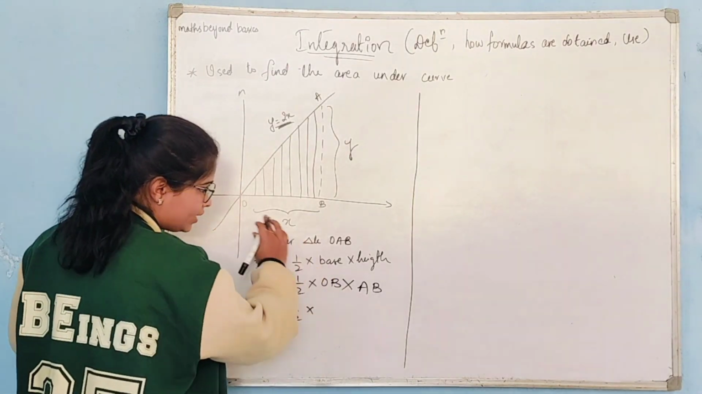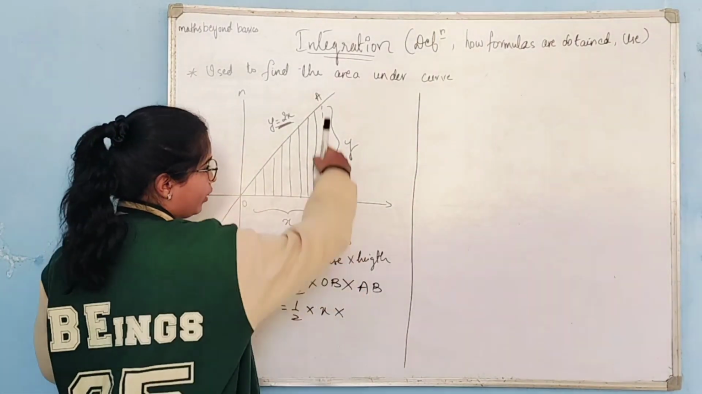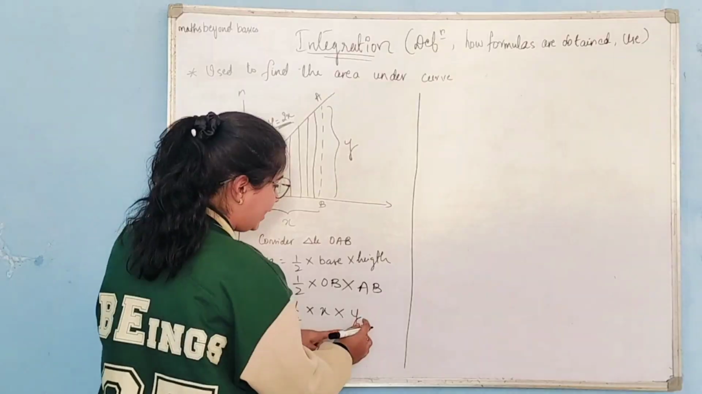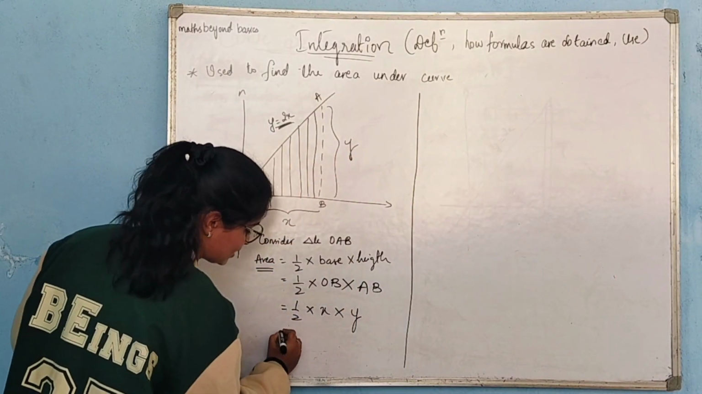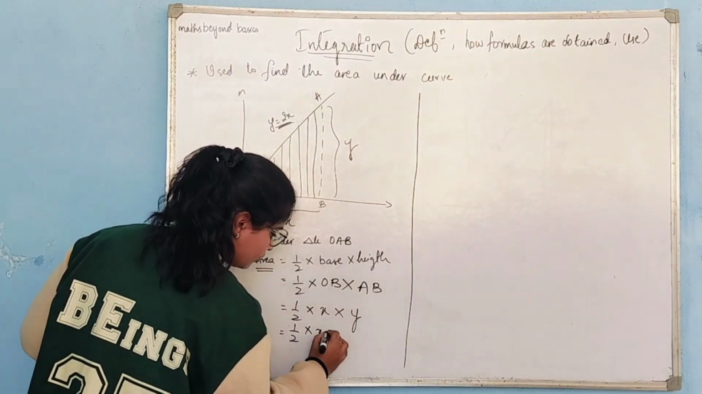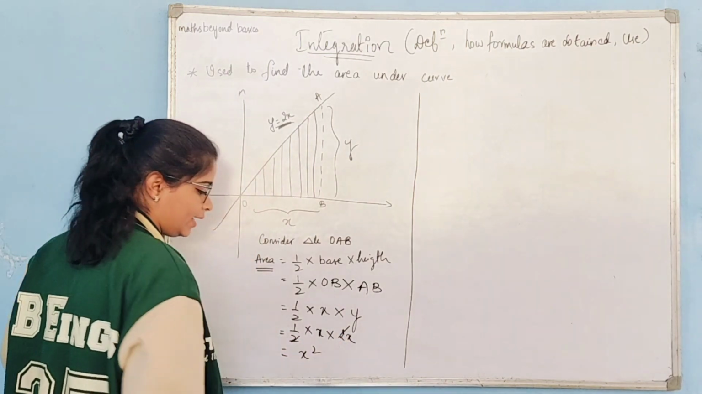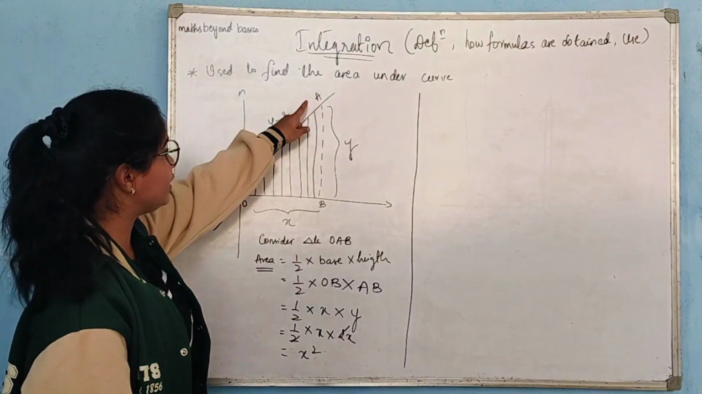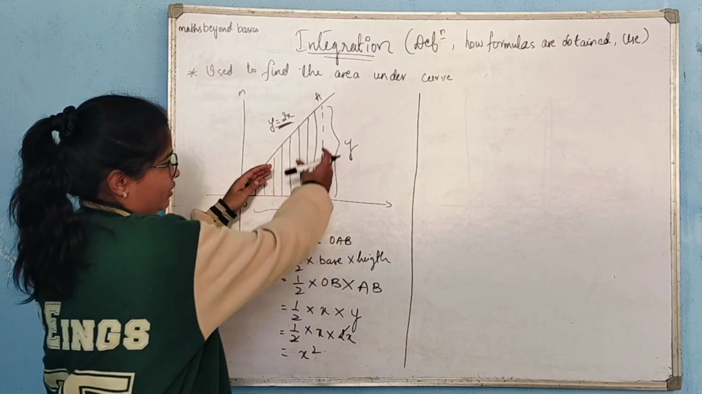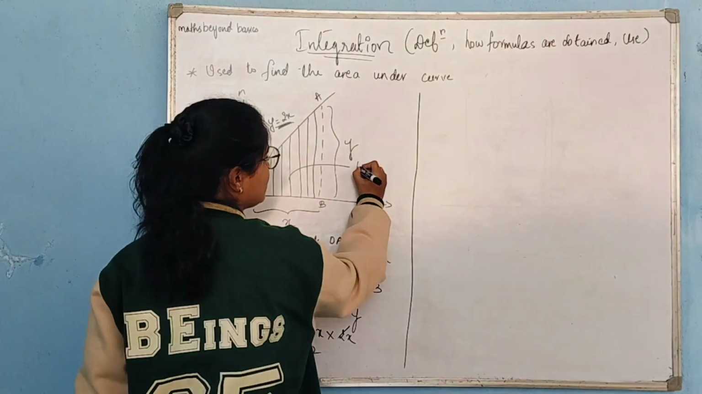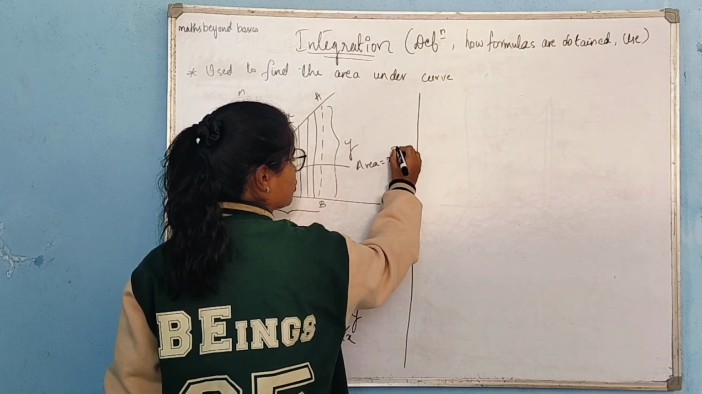So see here, OB is nothing but x and AB is nothing but y. And here y is equals to 2x. So we will just substitute it. Half into x into 2x. The 2 and 2 get cancelled, and x square is the area under the curve in this shaded region. Therefore the area here equals x square.